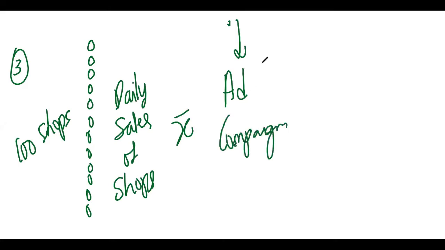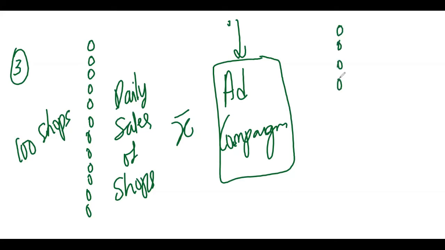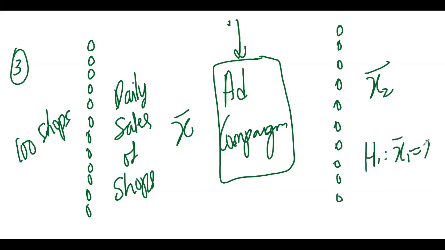After launching the advertisement campaign, the marketing executive goes back to all the same shops. The shops are exactly the same, and he asks, now tell me your average daily sales. Then he calculates the daily sales of the same shops, and he wants to check whether the mean of the same shops is the same or not. So use your common sense to decide which is the case.